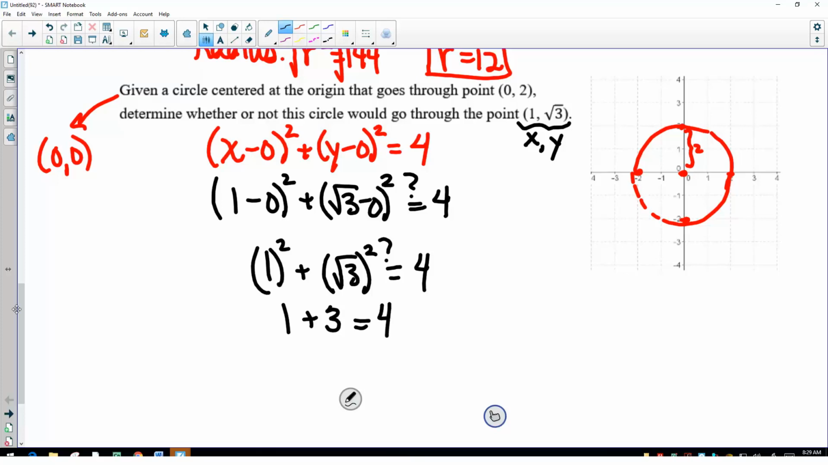So looking at this equation, I have 1 plus 3. So my left side equals 4. The right side equals 4. So that's telling us yes. Yes, it would go through that circle. It satisfies the equation. The point 1, square root of 3 is in fact on the circle.